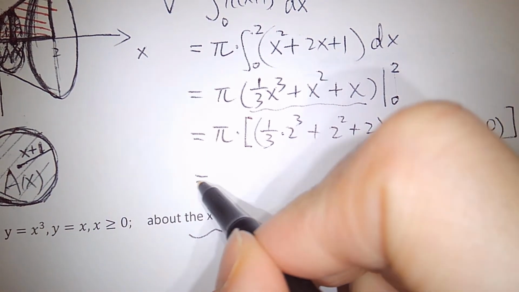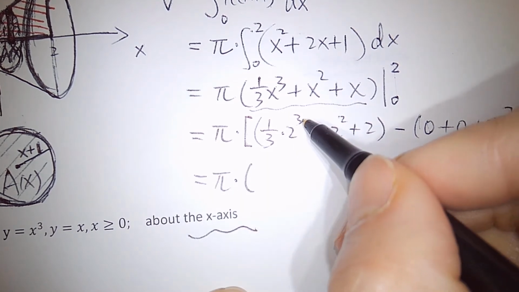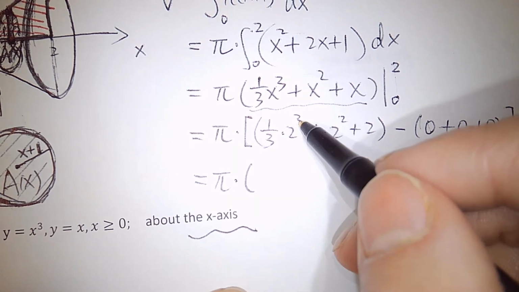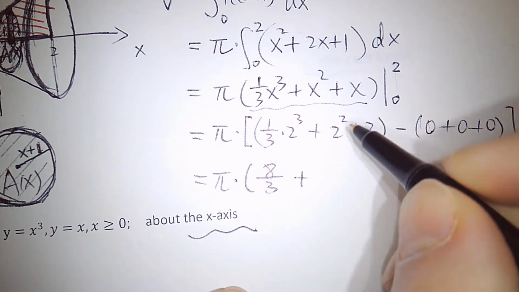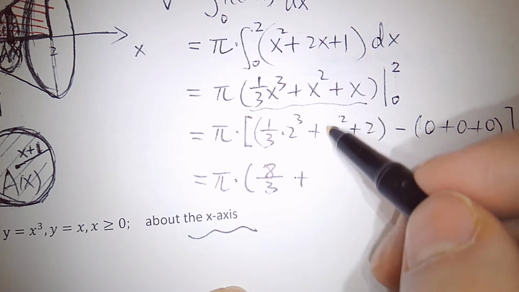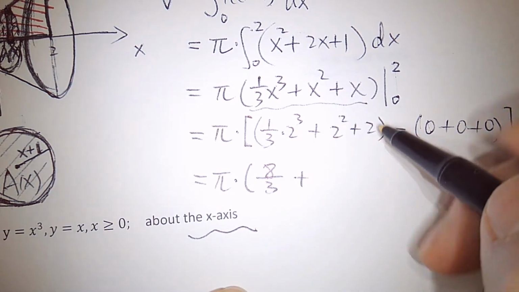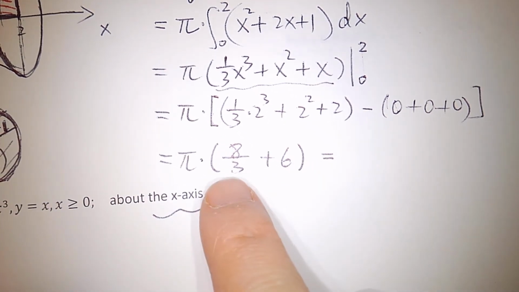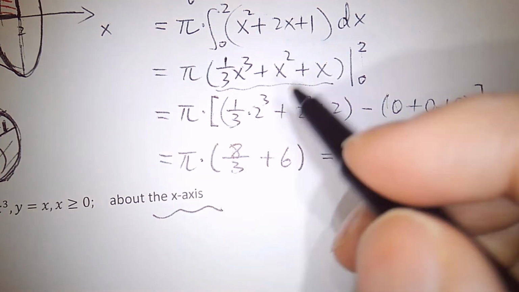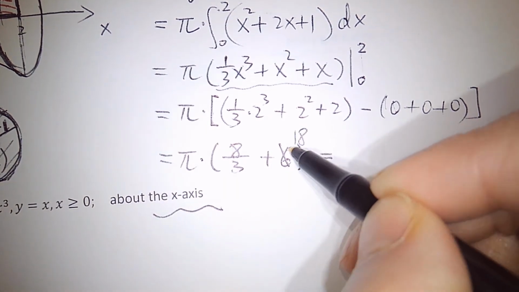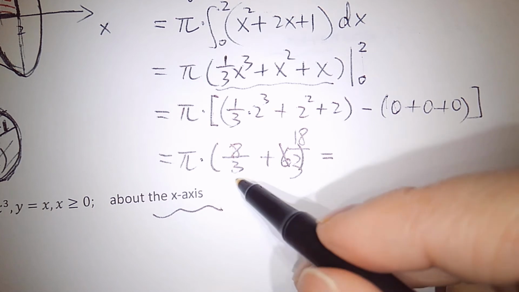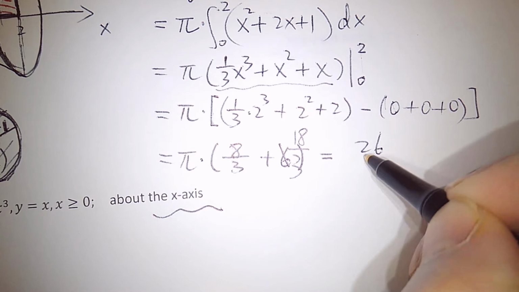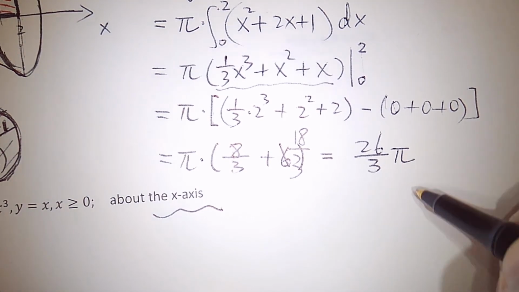And then pi times 2 cubed, what is it? 8, right? 8 over 3 plus 2 squared, which is 4. 4 plus 2 is 6. And this 6 should be written as 18 over 3, right? So eventually the answer is 8 plus 18, 26 over 3 times pi.